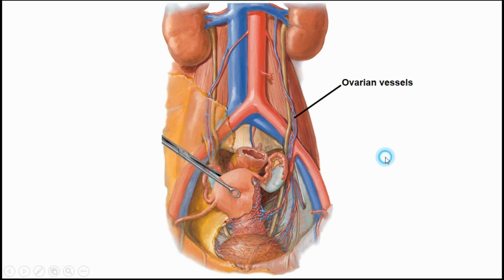So same idea. Let's take a look here. We've got the ovarian vessels coming down. Water is under the bridge. So there's the ureter posterior to the ovarian vessels. We've got this artery here.